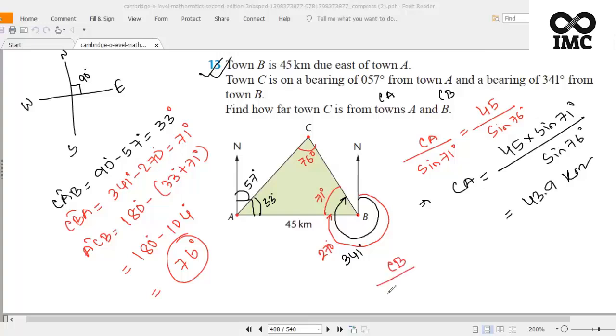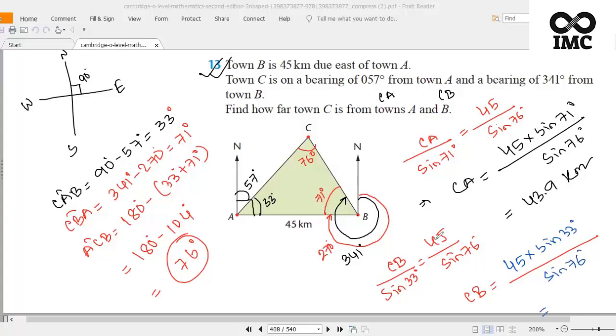And if I want to find CB, that means this part, then we can use the sine formula. CB by sine of the opposite angle, which is 33 degrees, equal to 45 by sine 76. So CB will be 45 multiplied by sine 33 degrees divided by sine 76. Now solve, and we will get CB as 25.3 kilometers. And that is the solution of this interesting O-level problem.